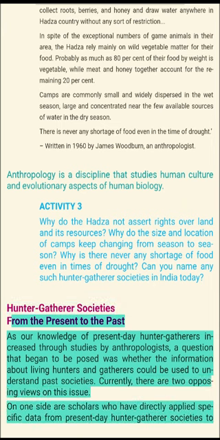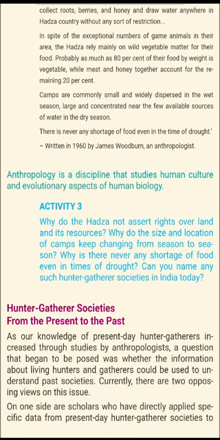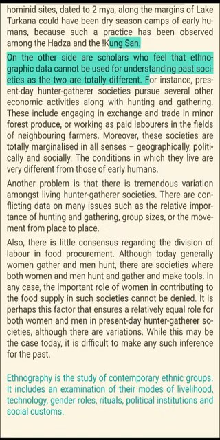Hunter-gatherer societies: from the present to the past. As our knowledge of present-day hunter-gatherers increased through studies by anthropologists, a question that began to be posed was whether the information about living hunters and gatherers could be used to understand past societies. Currently, there are two opposing views on this issue. On one side are scholars who have directly applied specific data from present-day hunter-gatherer societies to interpret the archaeological remains of the past. For example, some archaeologists have suggested that the hominid sites, dated to 2 mya, along the margins of Lake Turkana could have been dry season camps of early humans, because such a practice has been observed among the Hadza and the Kung San.